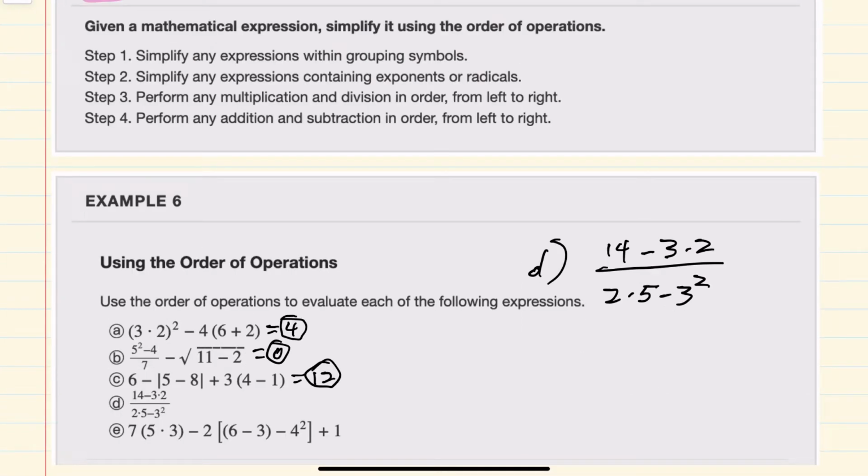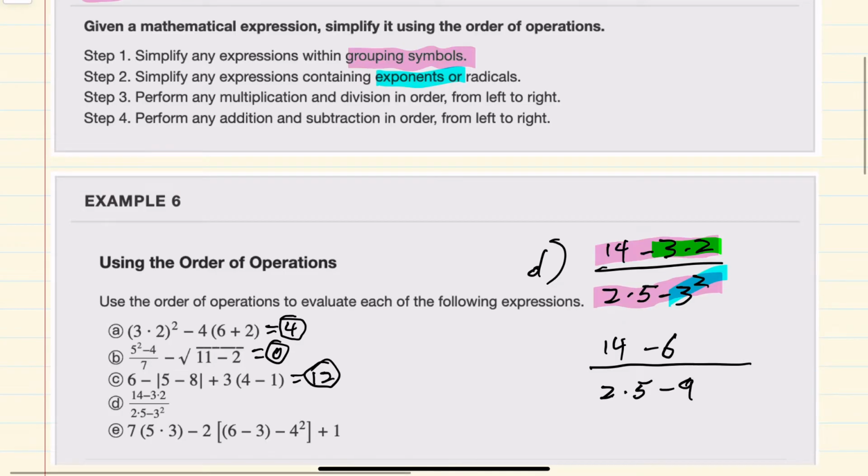Moving on to example D, we do have grouping symbols such that everything in the numerator is grouped together and everything in the denominator is also grouped together. In the numerator, I have addition and subtraction and multiplication. So the multiplication would be the first operation to do in the numerator. So a negative 3 times 2 would be a minus 6. In the denominator that's been grouped together, I've got multiplication, subtraction, and an exponent. So the exponent would be the place to start. That would give me 2 times 5 minus 3 squared is 9.